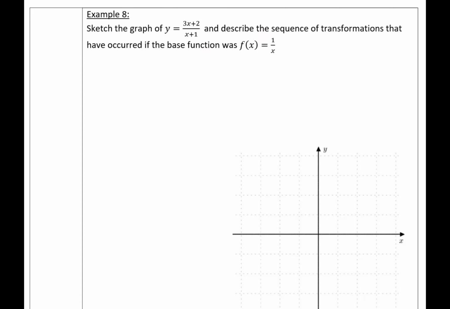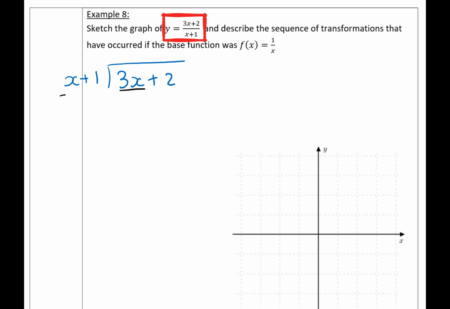Now finally for this video, I'm just going to show you a very common exam question in exam 1. Suppose we had to sketch the graph and it looked like this. Well, that's a horrible graph to sketch. So we actually need to divide it, and we need to make use of polynomial division. So suppose I said 3x plus 2 is divided by x plus 1.